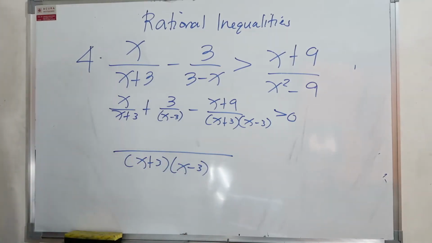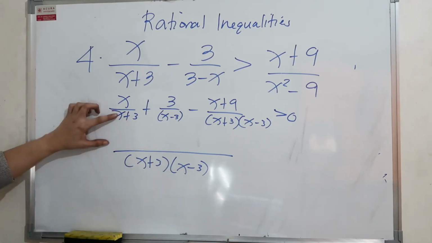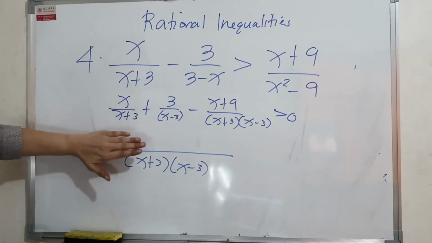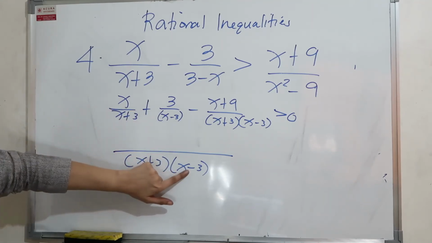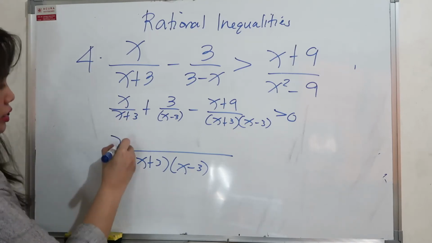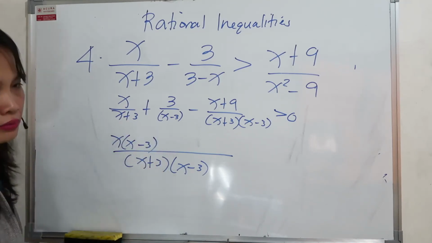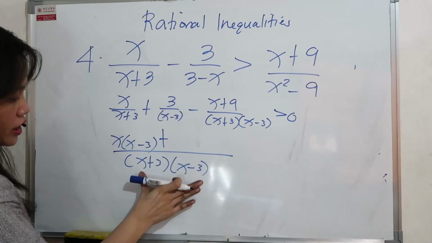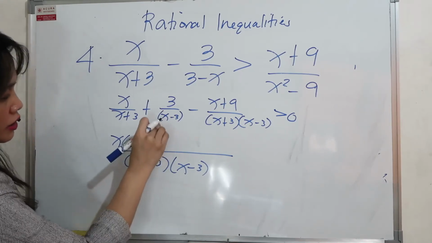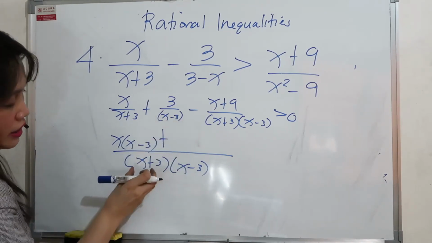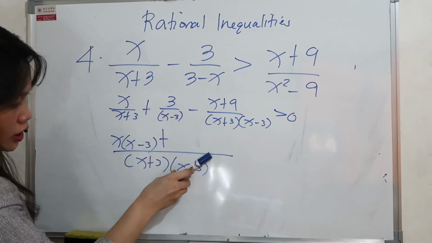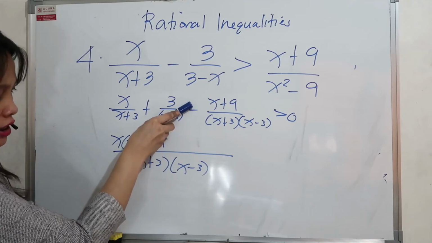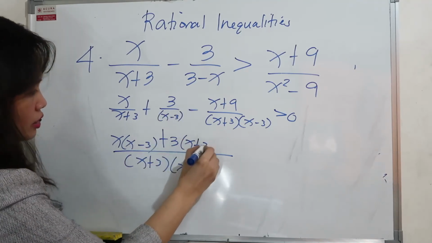So what will be your numerator? X plus 3, x minus 3 divided by x plus 3. So you need to get rid of x plus 3 and x plus 3. What is left is x minus 3 multiplied by x. So you do have x times x minus 3, plus this one, the LCD divided by x minus 3. If you divide x plus 3, x minus 3 by x minus 3, you cancel out x minus 3 and x minus 3. What is left is 3 multiplied by x plus 3.